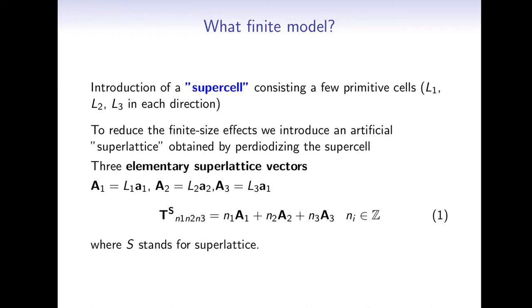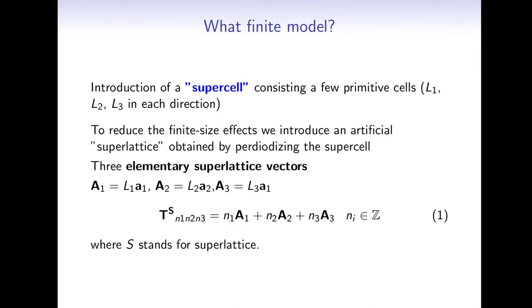So this justifies the fact that now, in the case of correlated calculation, and in contrast with what we are used to with DFT or Hartree-Fock calculation, we need to define some finite model in order to look at the effect of the electron-electron correlation. You cannot stick to the primitive cell. So what we do is natural.